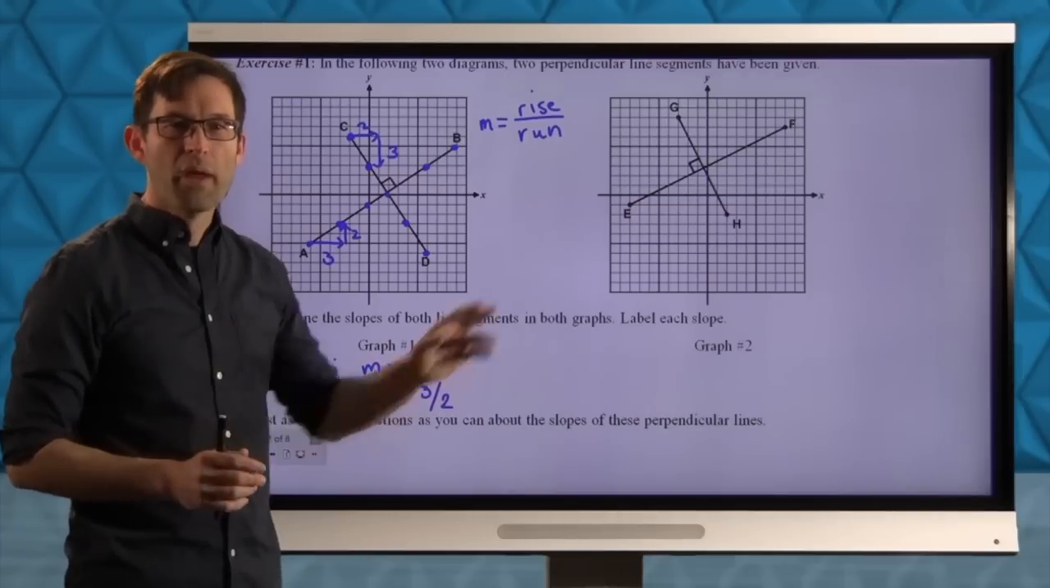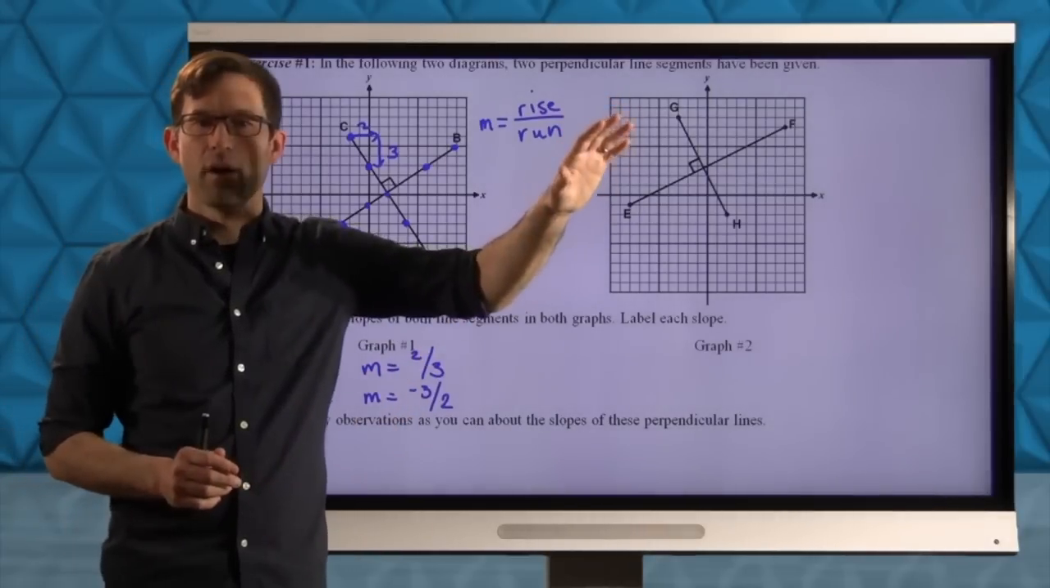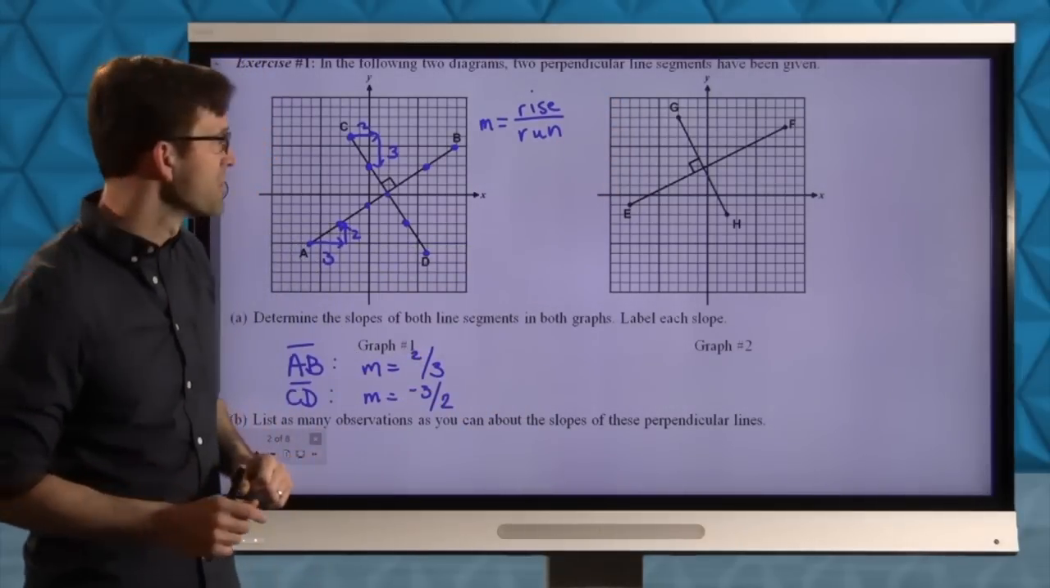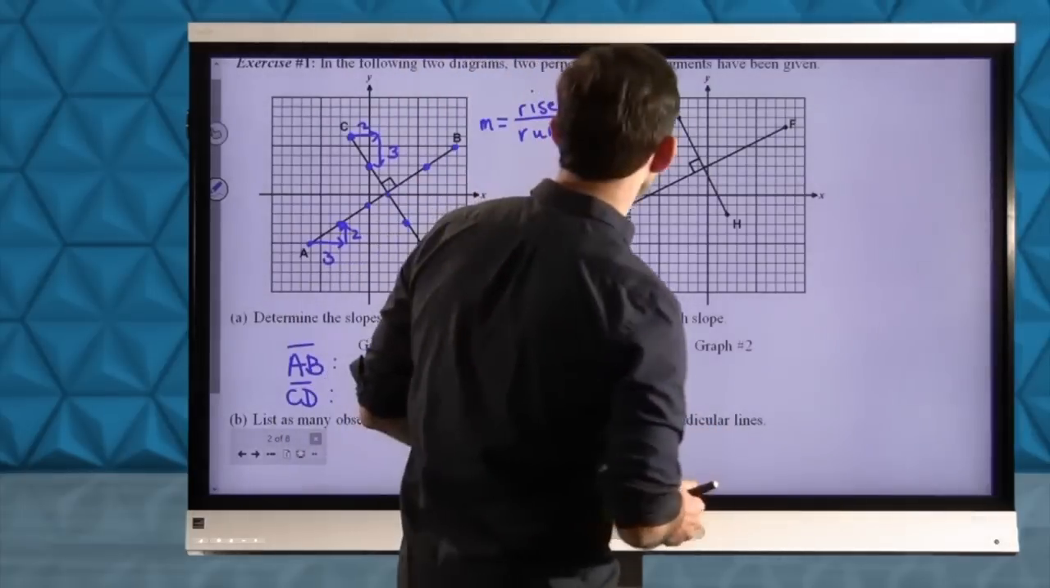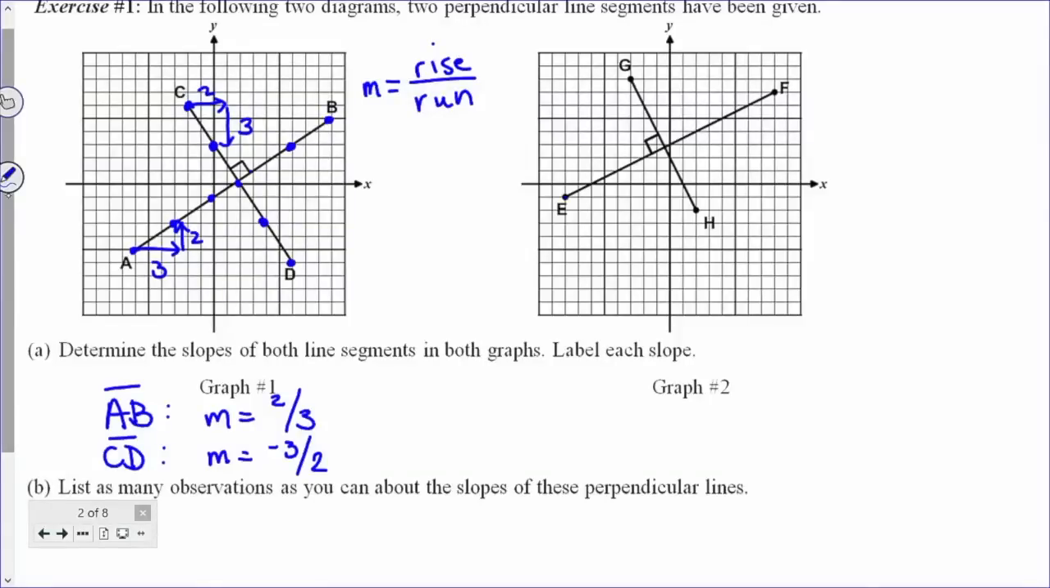All right, let's go through them. And maybe what I'll do is I'll work them out up top here, and then we'll put them down in the results down here. Let's take a look at line segment EF, okay? Nice point, nice point, nice point, etc. All right, and what I'm seeing is that for every 2 units that I'm running, I'm rising 1 unit, all right? So for EF, it appears that the slope will be a rise of 1 for a run of 2.